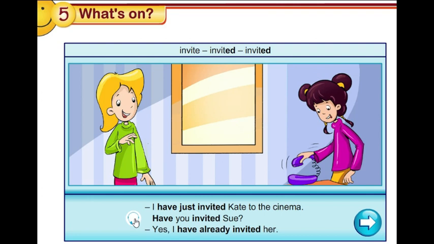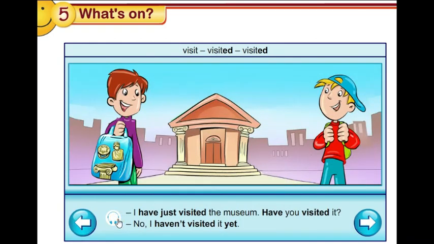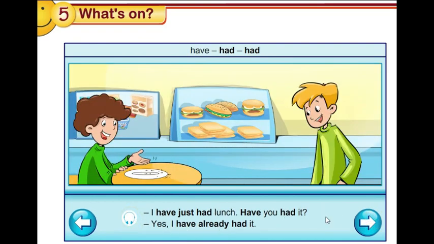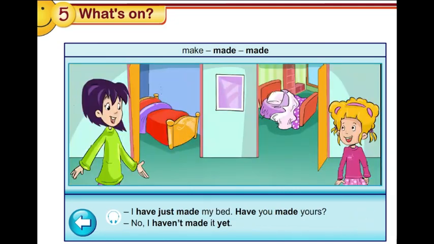I have just invited Kate to the cinema. Have you invited Sue? Yes, I have already invited her. I have just visited the museum. Have you visited it? No, I haven't visited it yet. I have just had lunch. Have you had it? Yes, I have already had it. I have just made my bed. Have you made yours? No, I haven't made it yet.